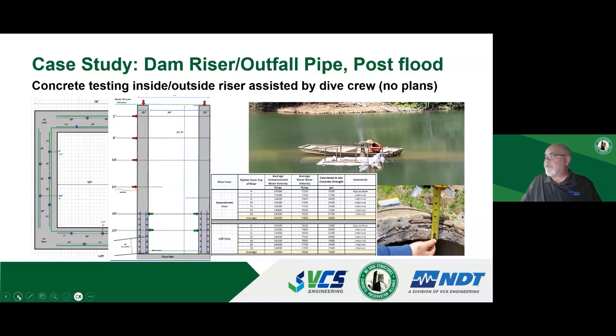There was also an outfall pipe that we looked at that had some pre-stressing strands, and there was some delamination on those strands as well. That's the lower right image.